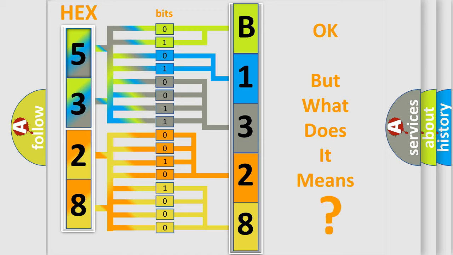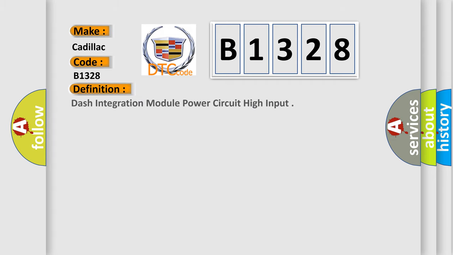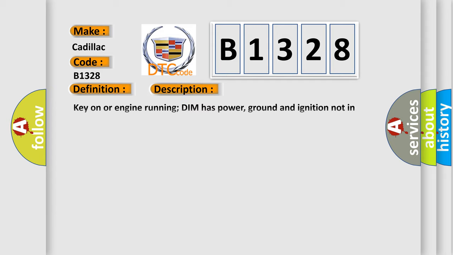The number itself does not make sense to us if we cannot assign information to what it actually expresses. So, what does the Diagnostic Trouble Code B1328 interpret specifically for Cadillac car manufacturers? The basic definition is dash integration module power circuit high input.